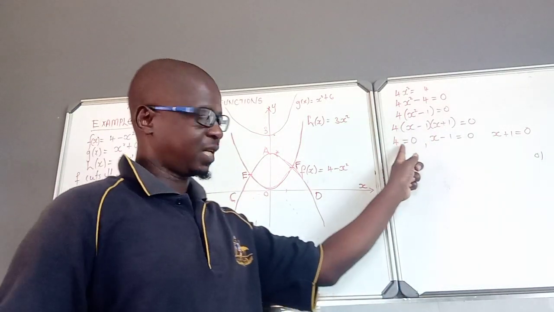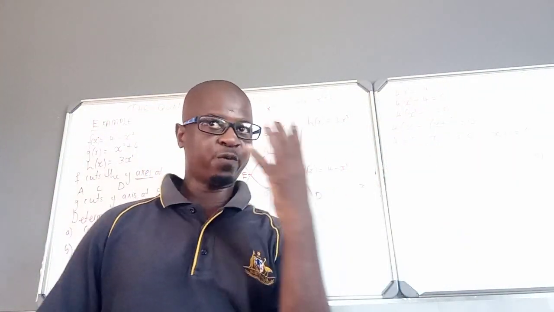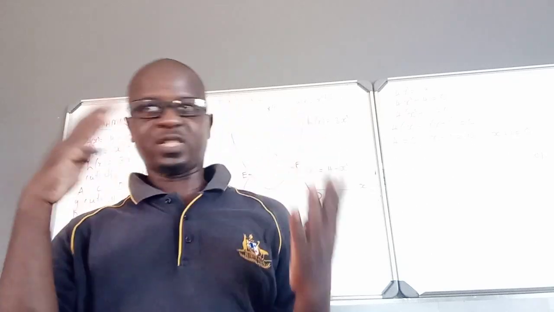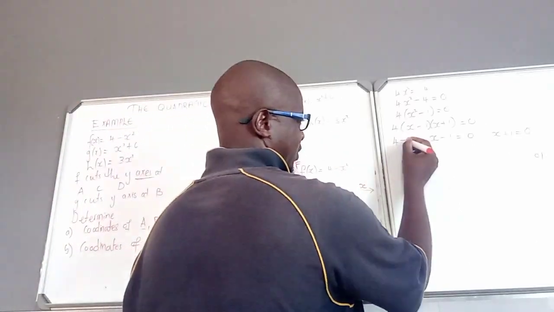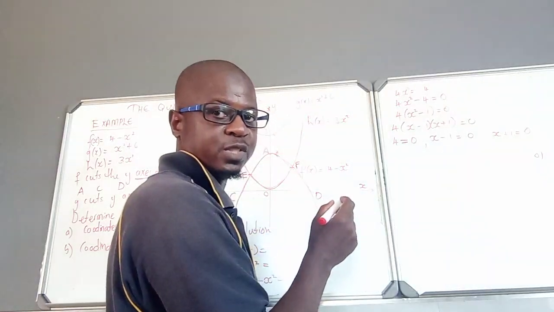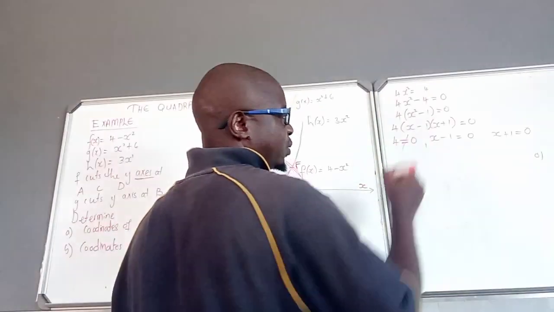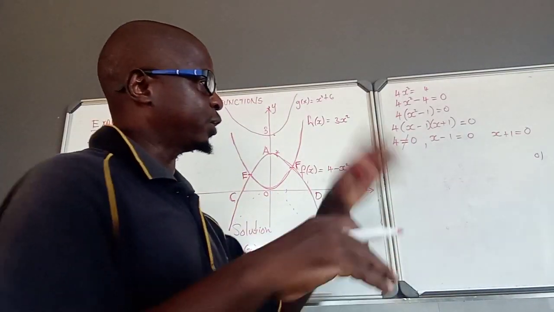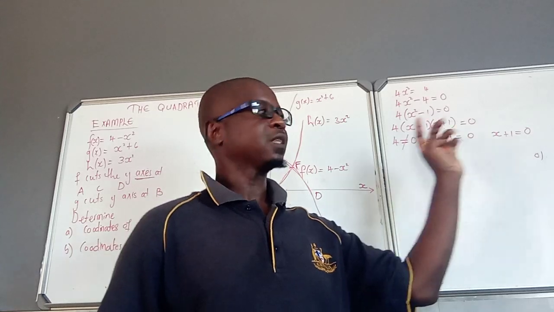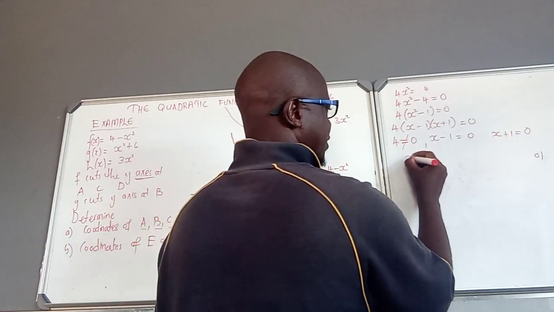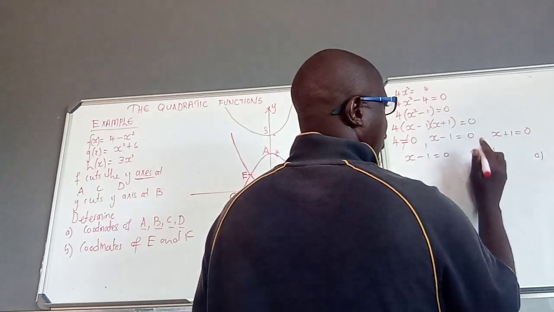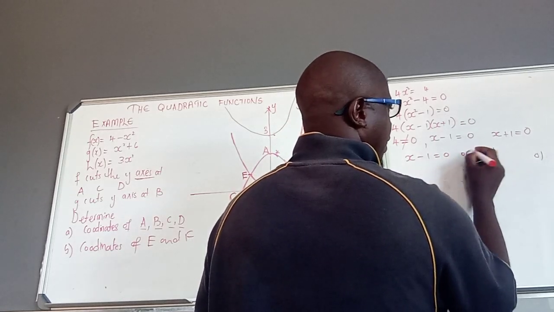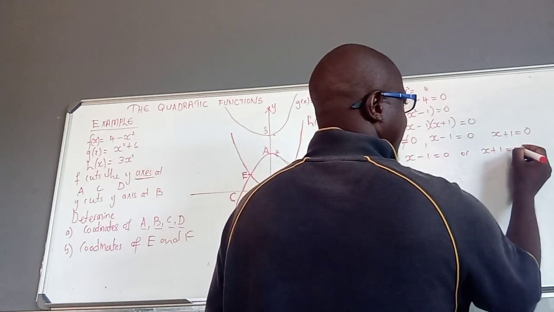But is 4 really equal to 0? Well, no. So 4 is not equal to 0. Because that is not equal to 0, I'm going to cancel it, which means I'm not going to take that one. I'm going to take only x minus 1 is equal to 0, or x plus 1 is equal to 0.